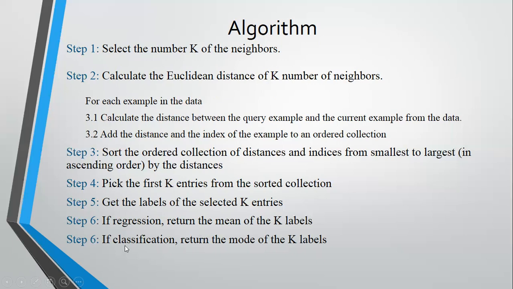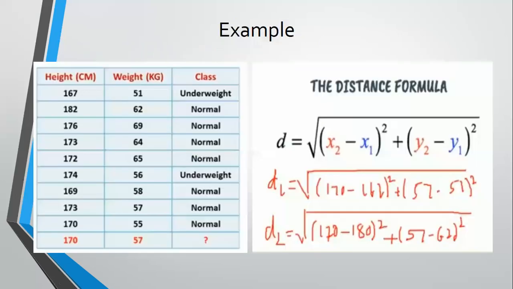If you are using classification, then you find the mode of the class labels. The mode is nothing but the majority, the class label that occurs most often among the K entries. That will be the class label for the new data. So these are the algorithm steps we can implement. Now I will take you through an example, and we can see how to implement KNN.